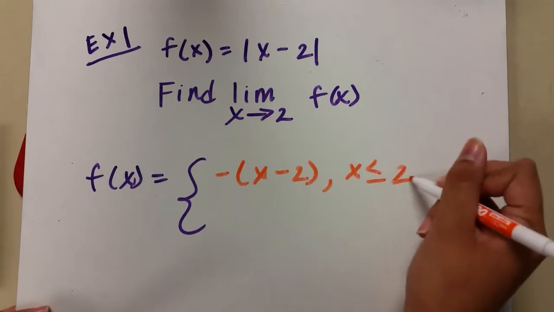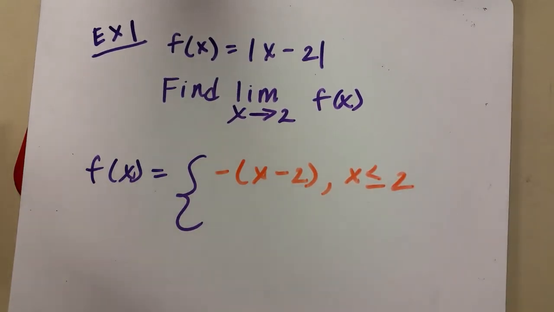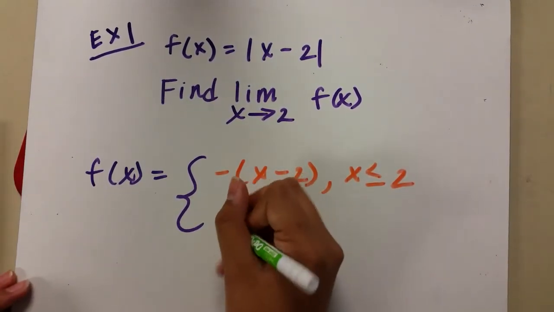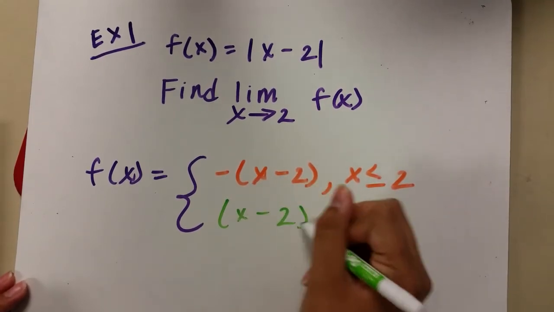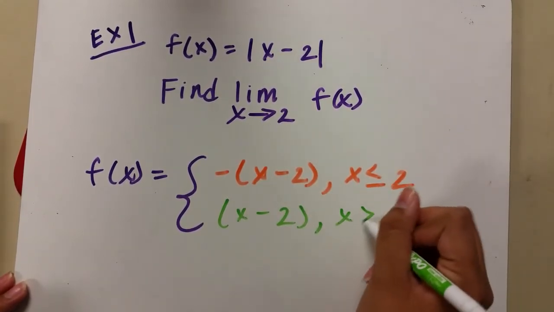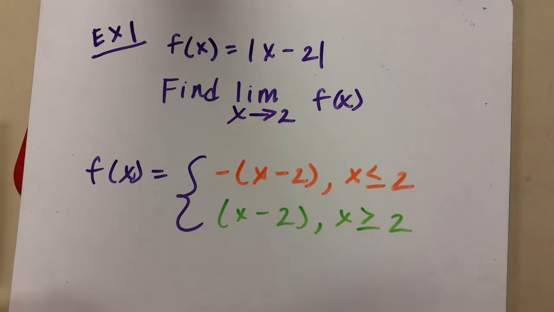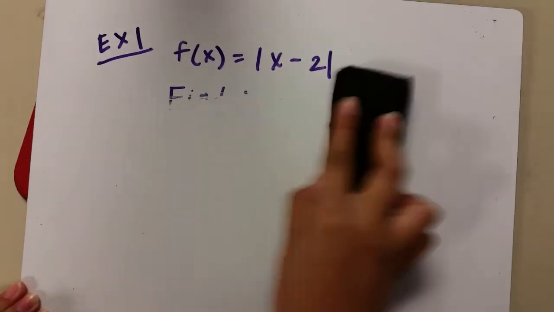Now the two equations would need a set domain. For negative x minus 2, the domain would be x is less than or equal to 2. And for x minus 2, it would be x is greater than 2. Notice that x is greater than, less than, and equal to 2. That is because if you plug in 2 to the equation of f of x equals absolute value of x minus 2, you get 0.